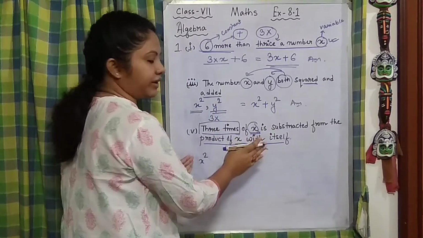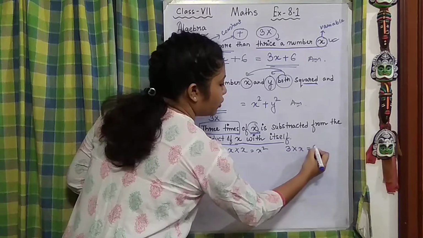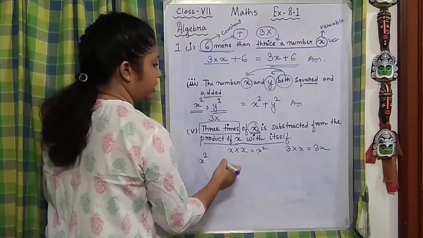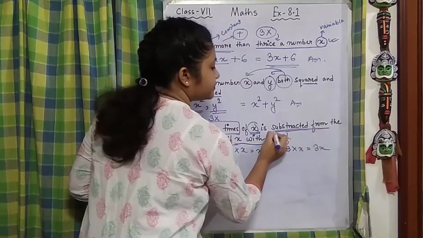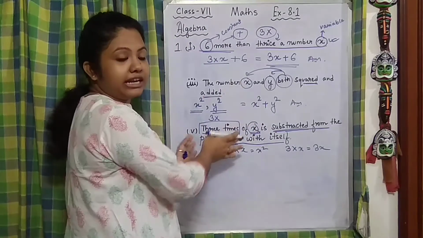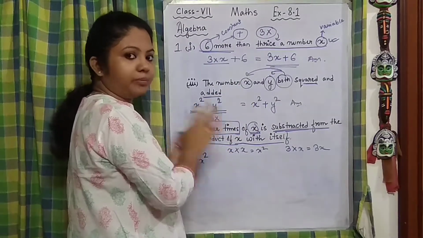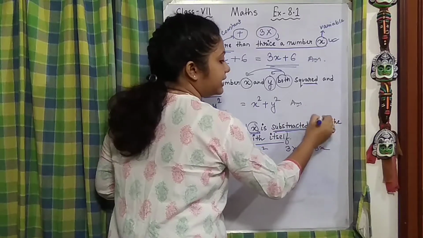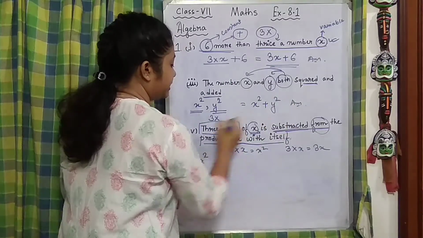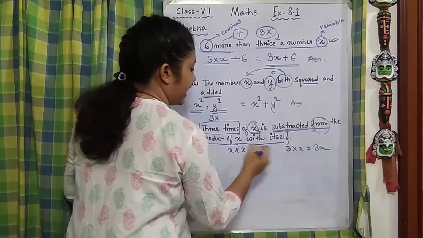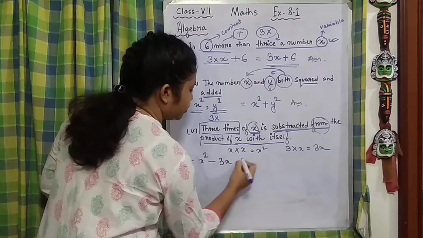So 3 times of x, that is 3 into x, gives 3x. So here 3x is subtracted from what? This is as it is standing before. This is not going to stand in the first place. It is not mandatory, but you have to account for where it is subtracted from. So this one is subtracted from x square. So here our answer will be x square minus 3x.